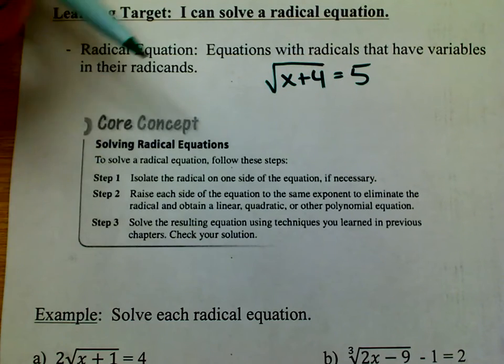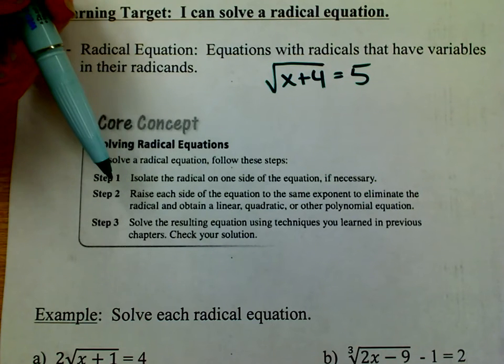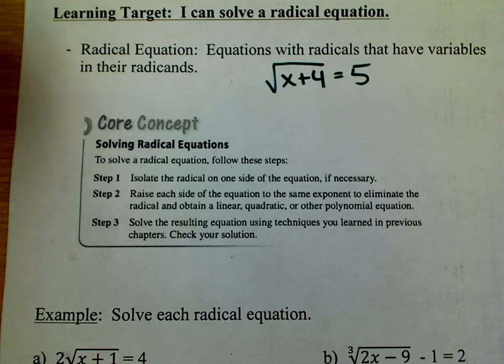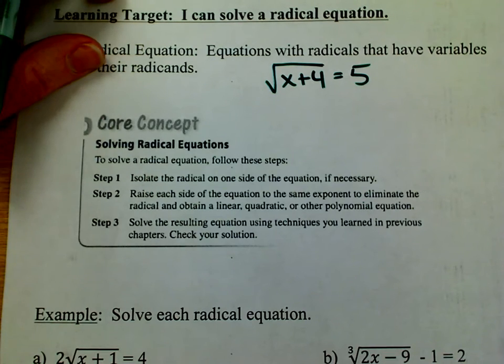Step 2, we need to undo that radical so we can actually solve for x. To do that, we're going to raise each side of the equation to the same exponent. That keeps the balance, and that will eliminate the radical, and then we'll just have a linear or quadratic or polynomial equation that we can solve for x from there. And then step 3 is to actually solve for x using your basic algebra skills.